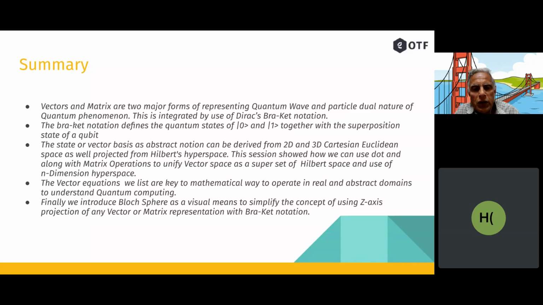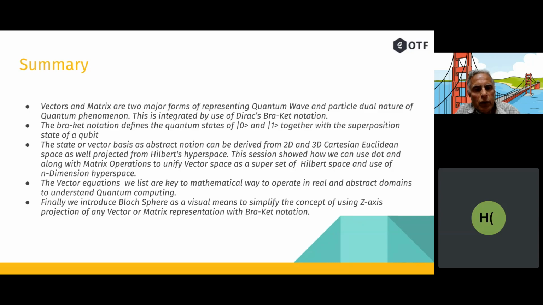So this session showed how you can use dot products, or inner products, along with matrix operations to unify vector space as a subset of Hilbert space, used for n-dimensional hyperspace.